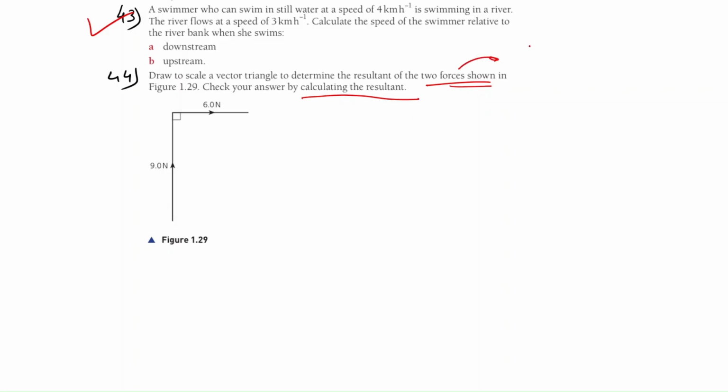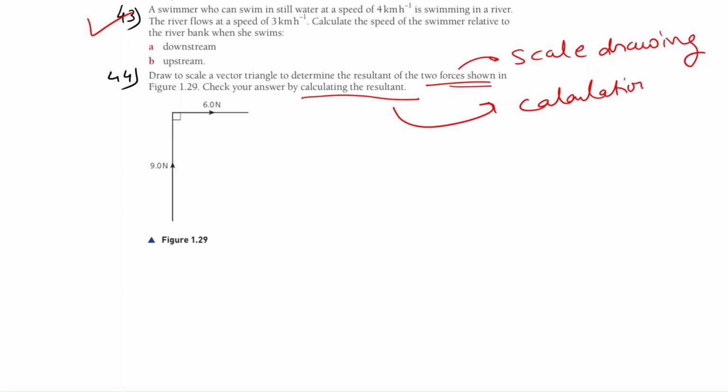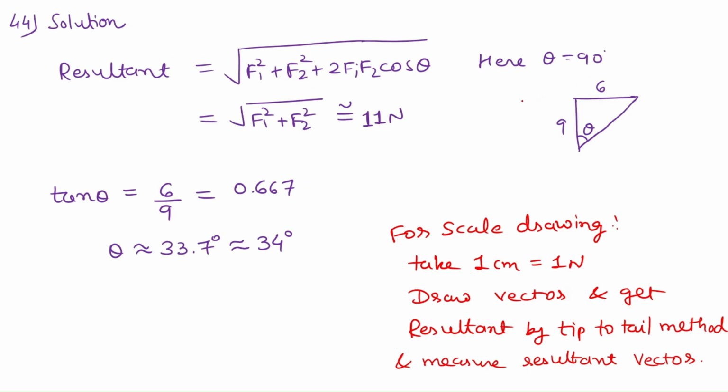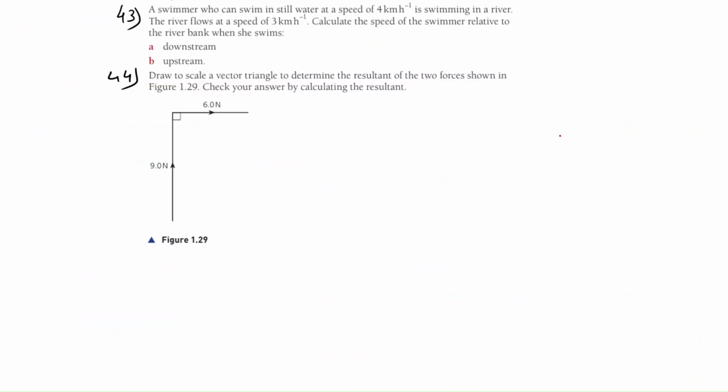So again, by scale drawing, and then we have to check by calculation. I hope you understand what scale drawing is, so I'm not getting into that, but here I talk about it in brief. For the scale drawing, take 1 centimeter to 1 Newton. Here they take 6 Newton here, 9 Newton here. Take 1 centimeter to 1 Newton, and they give some specific direction or not.